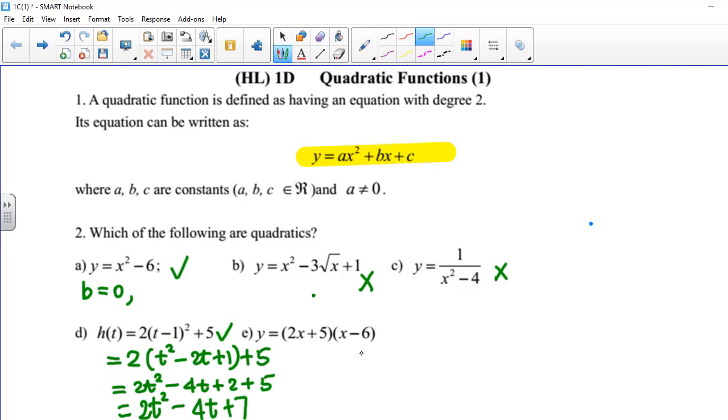How about the last one in E? Is this one a quadratic function? Yes, it is. Why? If we expand the binomial times the second binomial, we can use the FOIL way to expand the product. We can have 2x squared minus 12x plus 5x minus 30. Then we combine the like terms to get 2x squared minus 7x minus 30, which is the same as the form in the definition. So this is also a quadratic function.